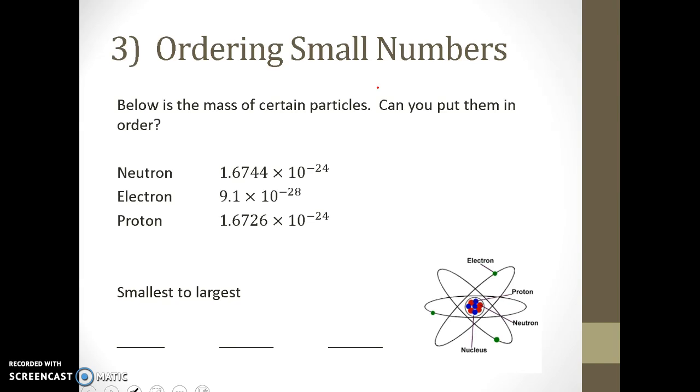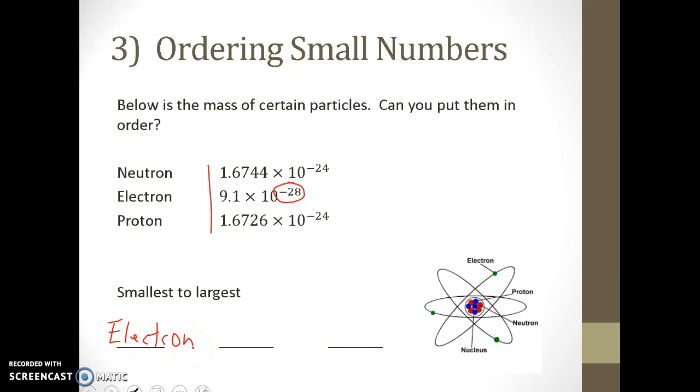So ordering numbers works the same if they're small numbers. And so we have neutrons, electrons, and protons here. And so you can see all of these are in scientific notation because we have a number and then the decimal and then the rest of the digits. And so the smallest one of these is going to have the smallest exponent. Well, negative 28 is actually smaller than negative 24. And so the smallest one of these is going to be the electron.